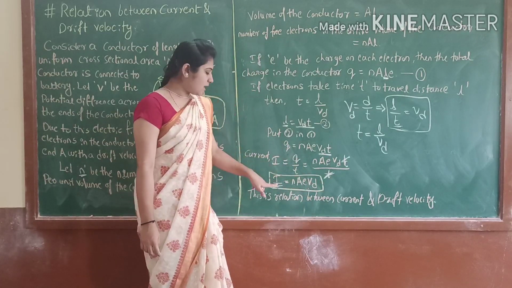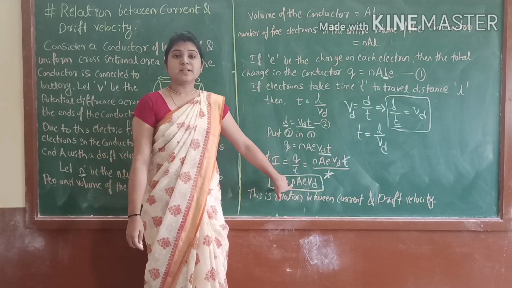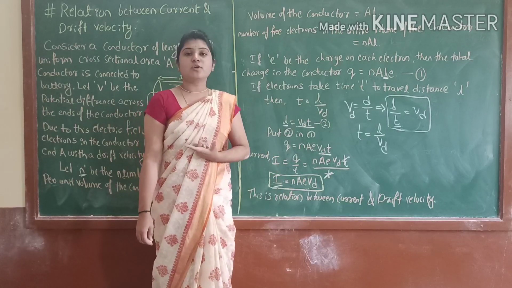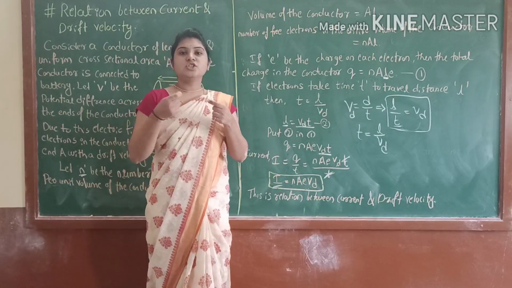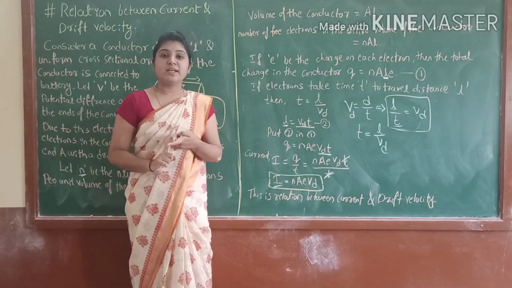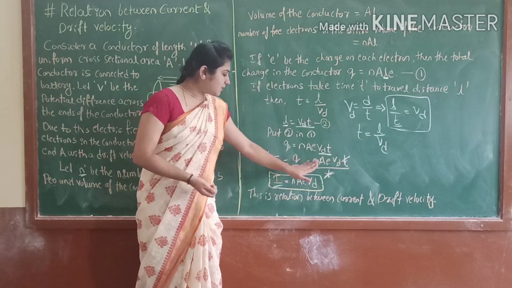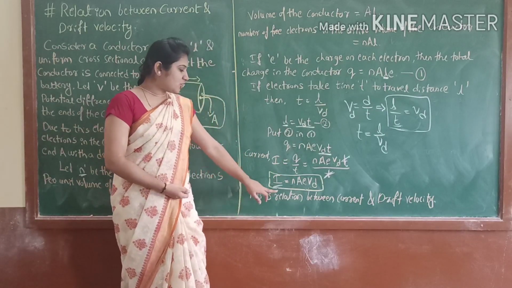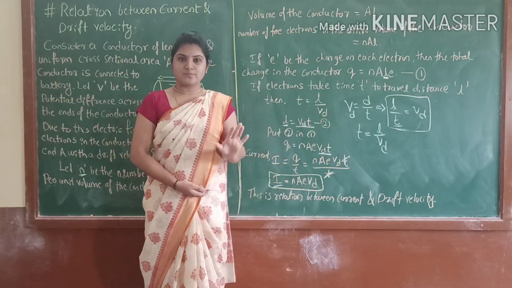So I means current, N is the number of electrons present in the conductor, A is the area of cross section of the conductor, e is the charge of the electron, and Vd is the drift velocity. So from this equation we constituted the relationship between the current and the drift velocity.